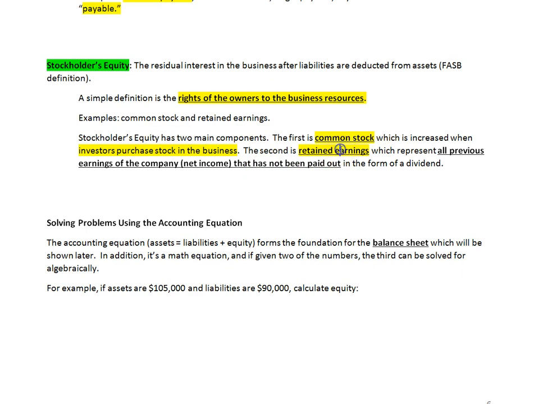The other account is retained earnings. This represents all previous earnings of the business that have not been paid out in the form of a dividend. So retained earnings represents all the previous earnings of the company that have not been paid out in the form of a dividend. So it's like they keep all their prior earnings in this account except for the amount they pay out.